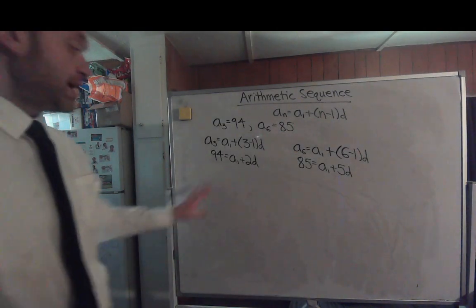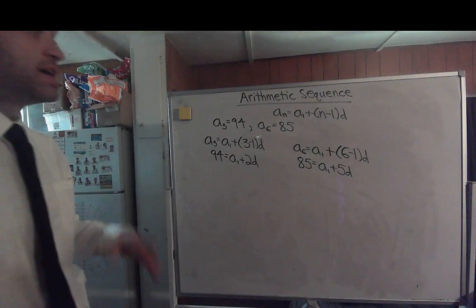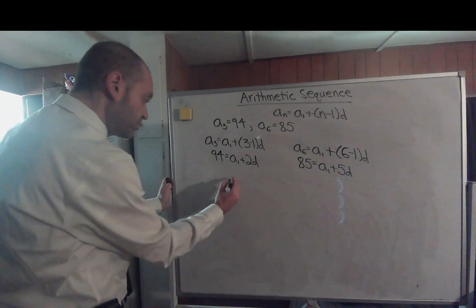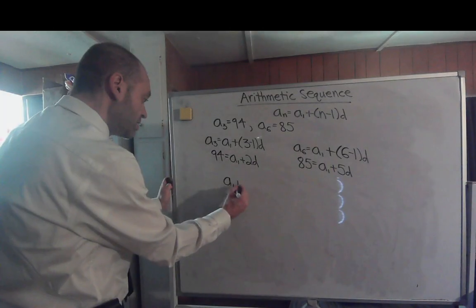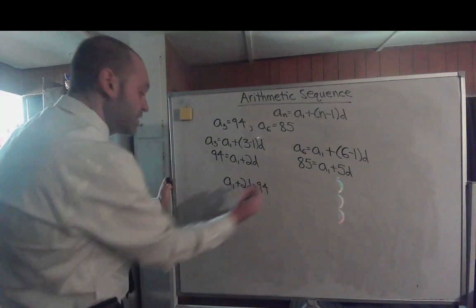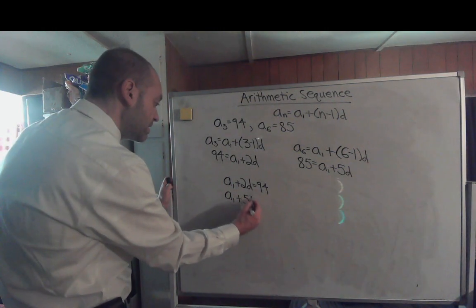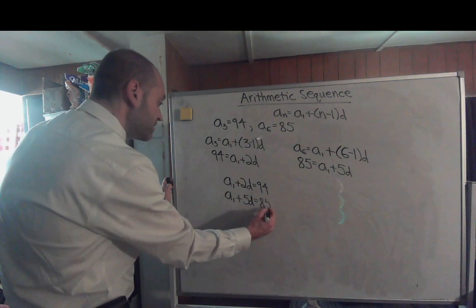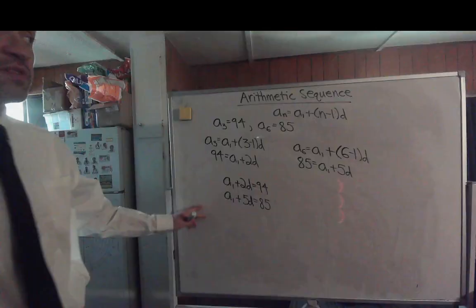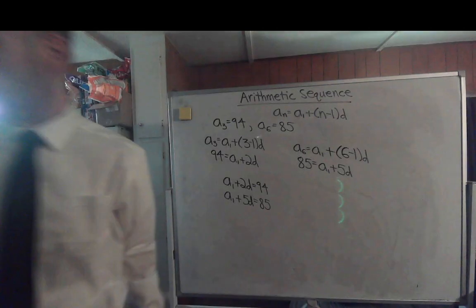Alright, so now we have two formulas with two variables. This just turns into a system of equations. So set these up: you'll have a sub 1 plus 2d equals 94. Then you'll have a sub 1 plus 5d equals 85. Now you're probably beginning to see why we teach systems of equations before we teach these, because these do come up in sequences and series also.